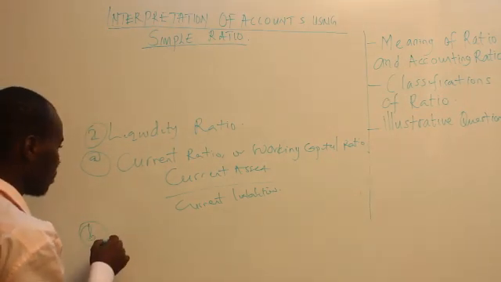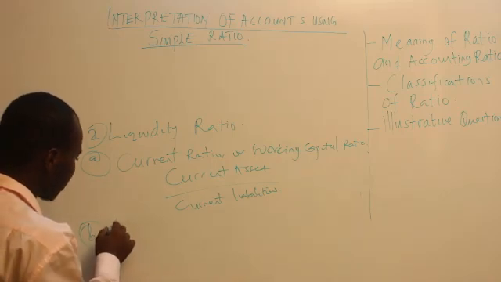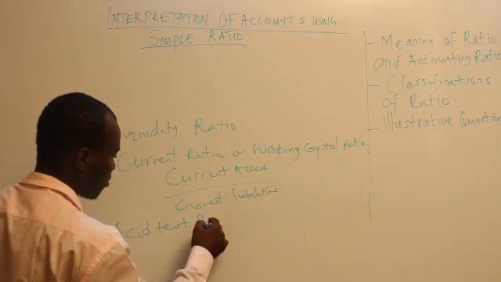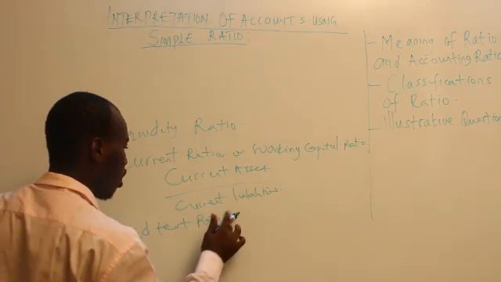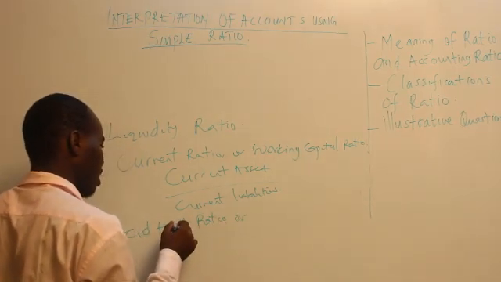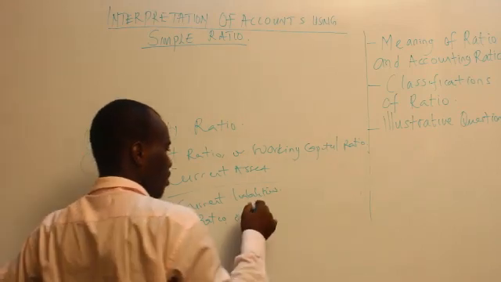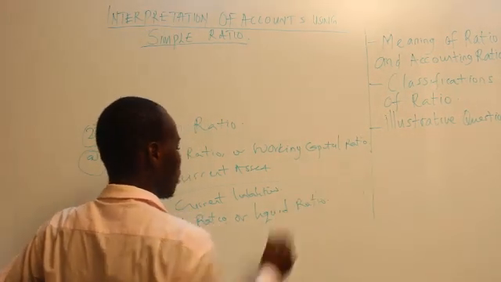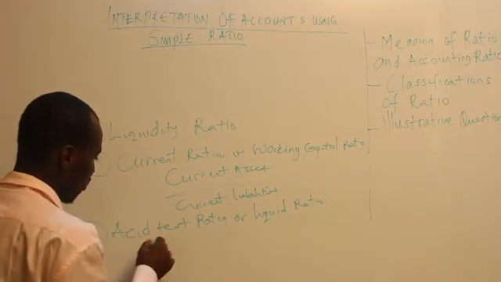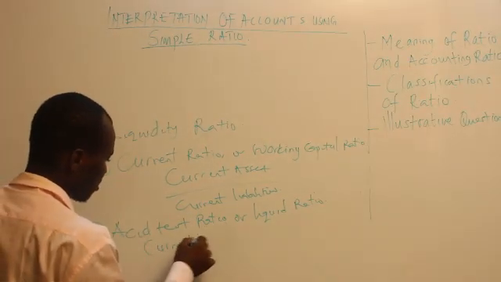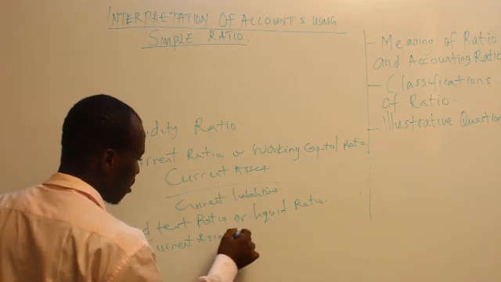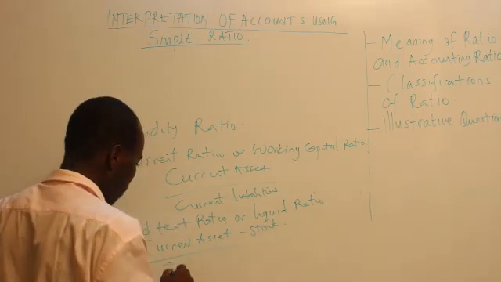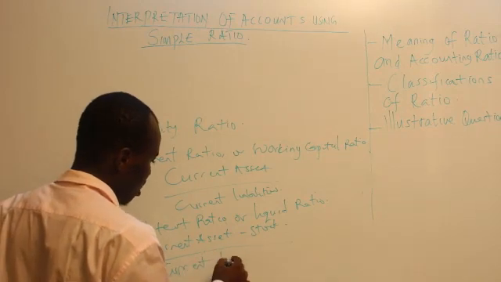B, we can call that the acid test ratio, or liquid ratio. So the acid test ratio is the current assets minus stock over current liabilities.